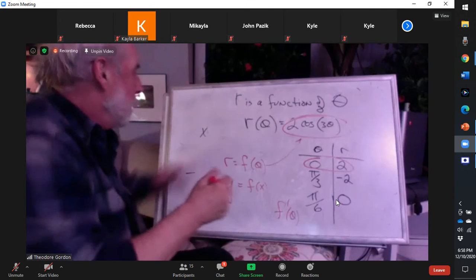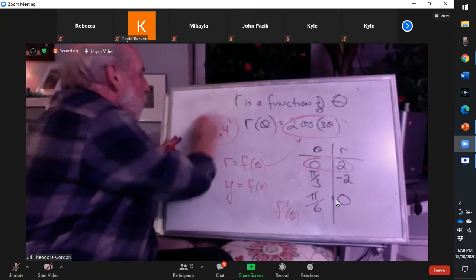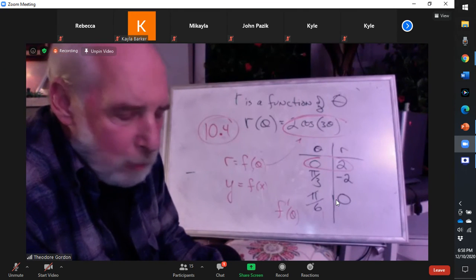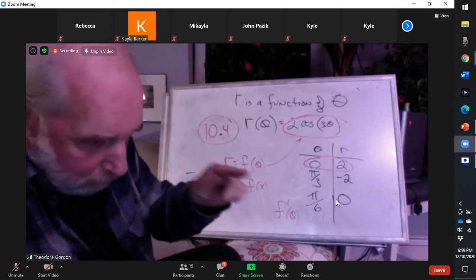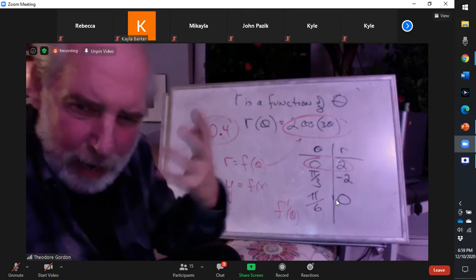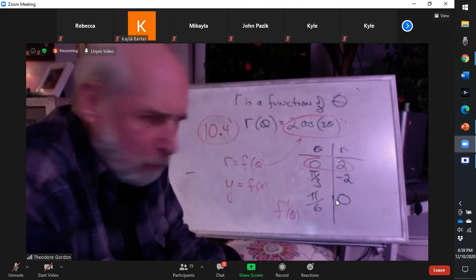So tonight, by the way, your homework is coming from section 10.4. I'm only going to give you the first few homeworks on there, but you should look through 10.4. It shows you how things get graphed, and so it'll get your head into the game of polar coordinates. And they do look kind of nice.